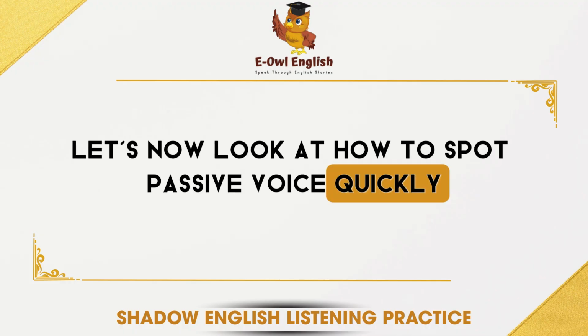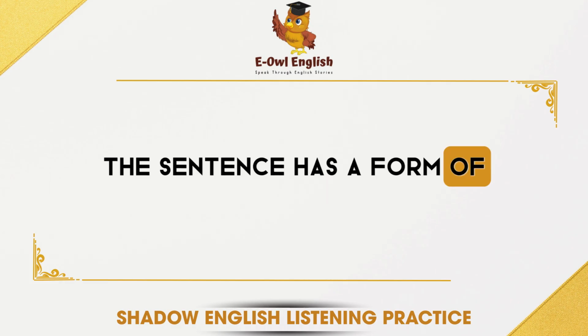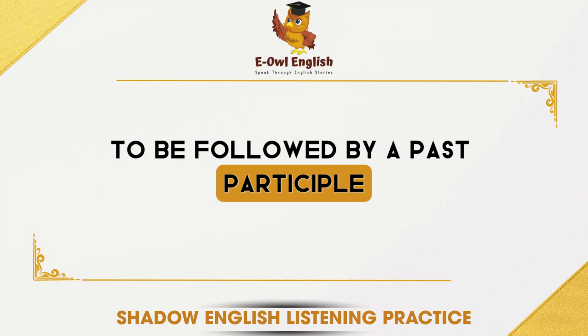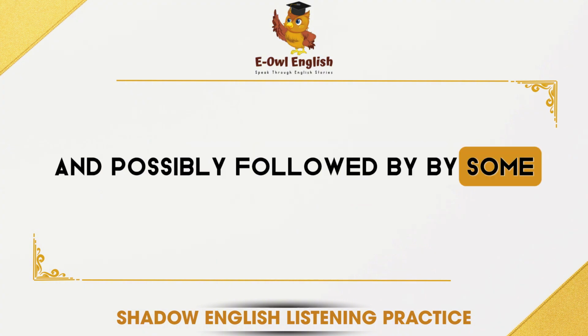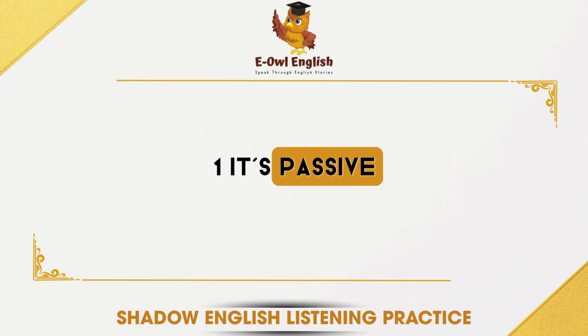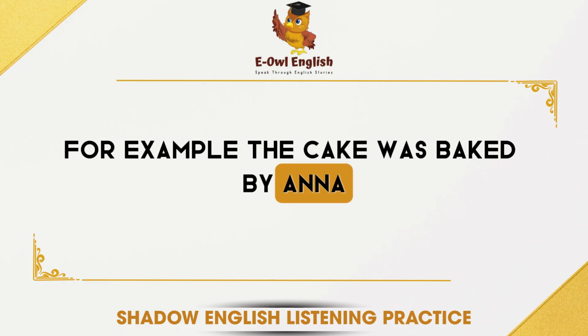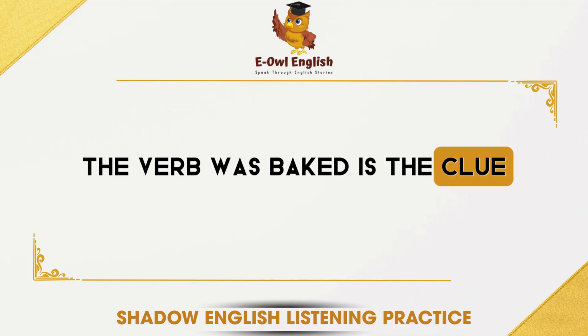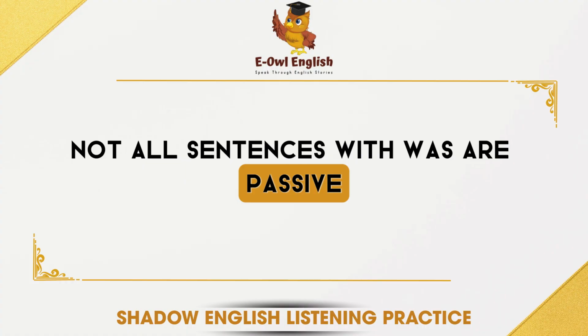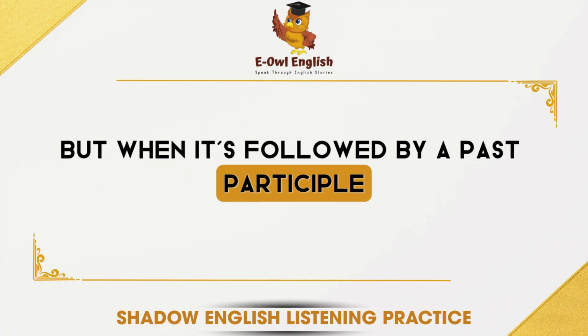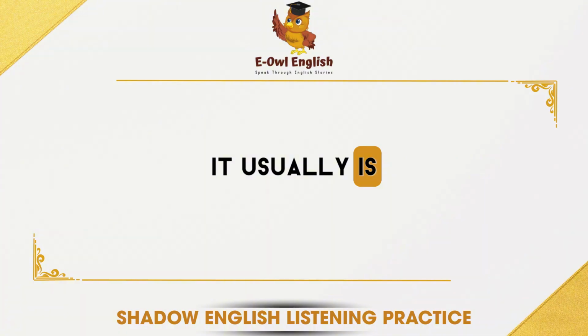Let's now look at how to spot passive voice quickly. If a sentence has a form of to be followed by a past participle, and possibly followed by someone, it's passive. For example, the cake was baked by Anna. The verb was baked is the clue. Not all sentences with was are passive, but when it's followed by a past participle, it usually is.